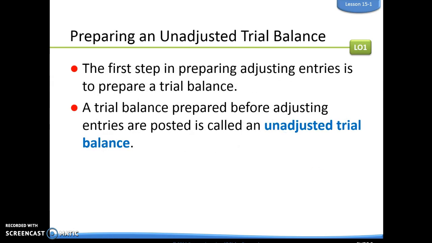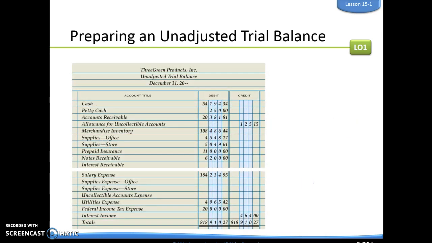So the first step in preparing adjusting entries is to prepare a trial balance. An unadjusted trial balance is a trial balance that is prepared before those adjusting entries are posted. So here's what an unadjusted trial balance looks like.